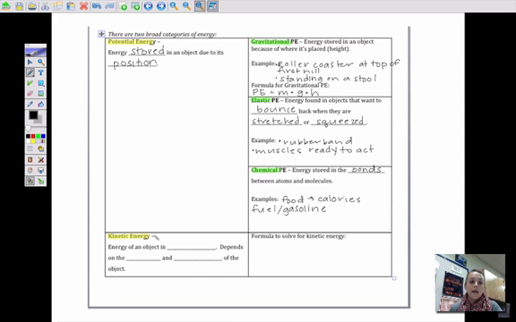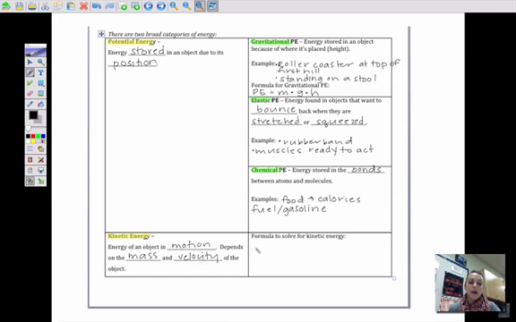The second broad type of energy is kinetic energy, and that's the energy of an object in motion. It depends on the mass and the velocity of the object. This should make sense. Naturally, if an object exists, it's going to have mass, and if it's moving, it's going to have velocity, which is why kinetic energy depends on the mass and velocity of the object.